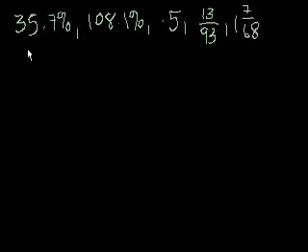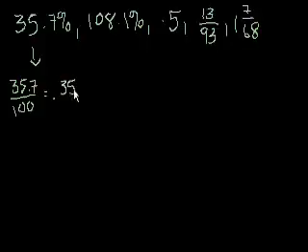So let's start with this 35.7%. Let's turn this into a decimal. The easiest thing to remember is if you have a percent, you just get rid of the percent sign and put it over 100. So 35.7% is the same thing as 35.7 over 100. Like 5%, that's the same thing as 5 over 100. Or 50% is just the same thing as 50 over 100. So 35.7 over 100 just equals 0.357.